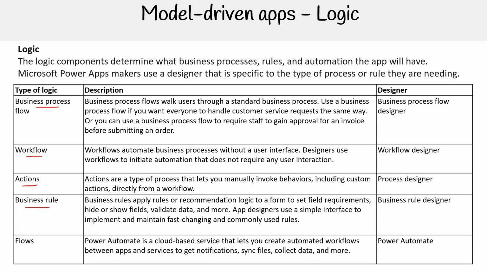Business rules apply rules or recommendation logic to a form to set field requirements, hide or show fields, validate data, and more. App designers use a simple interface to implement and maintain fast-changing and commonly used rules. Flows. Power Automate is a cloud-based service that lets you create automated workflows between apps and services to get notifications, sync files, collect data, and more.